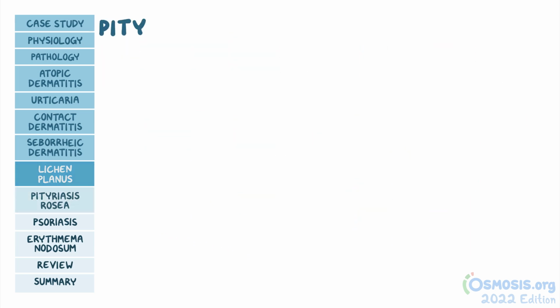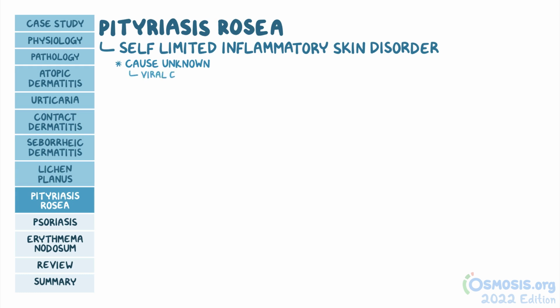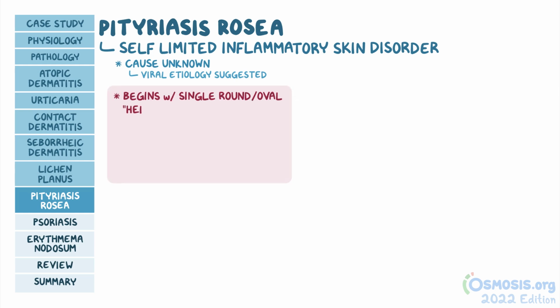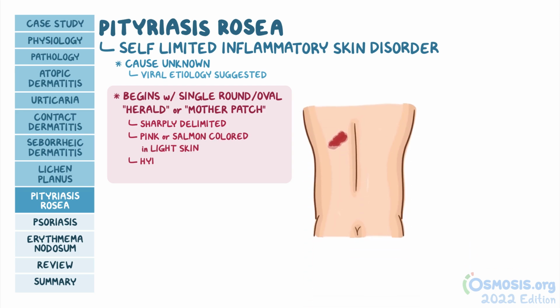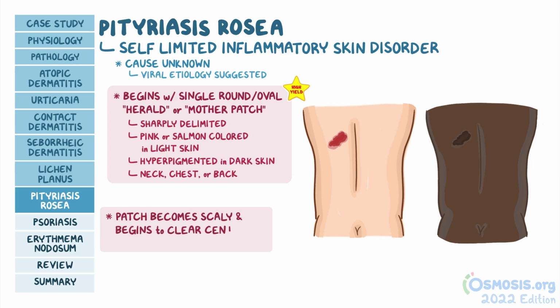Okay now, pityriasis rosea is a self-limited inflammatory skin disorder. Its cause remains unknown, but a viral etiology has been suggested. In the vast majority of cases, it begins with a single round or oval herald or mother patch that's sharply delimited, is pink or salmon-colored in light skin, while hyperpigmented in dark skin, and is usually located on the neck, chest, or back. This patch soon becomes scaly and begins to clear centrally, which is often described as a collarette of scale.